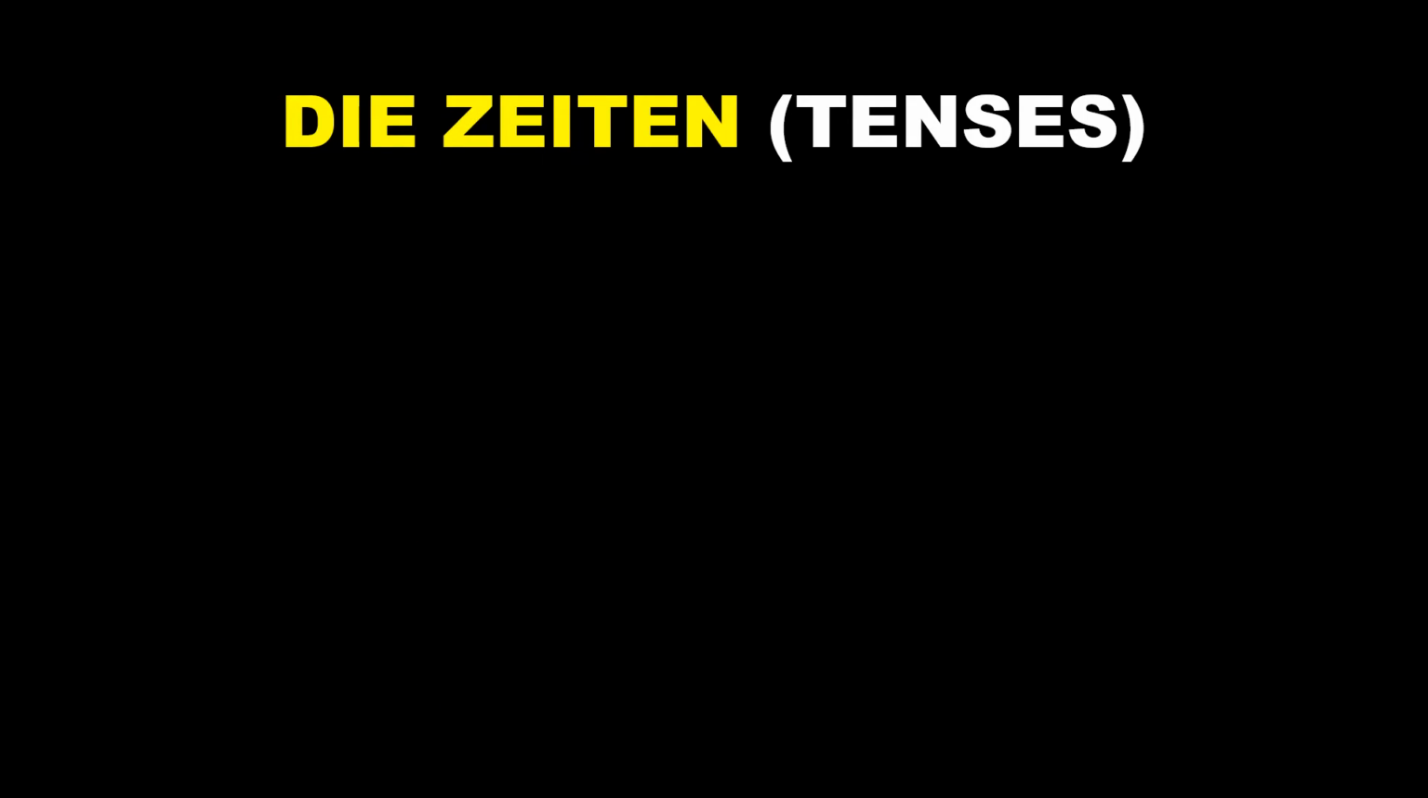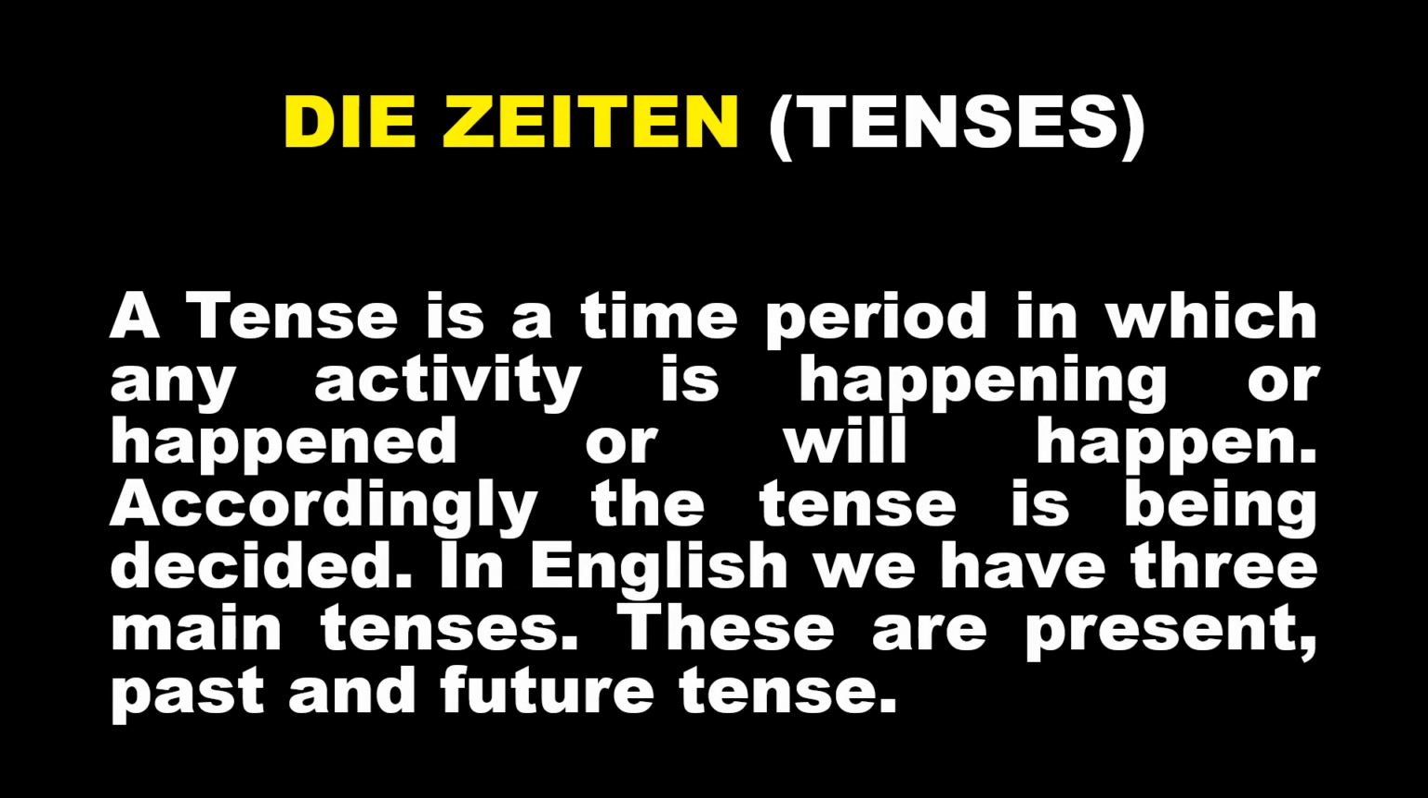Then come with me. Let's first understand what tenses are. In the German language, we call it die Zeiten. As you know, all the nouns in German have an article. Zeiten is plural, that is why it is die Zeiten. In a very simplified manner, a tense is a time period in which an activity is happening, happened, or will happen. So there are three time frames: currently happening, already happened, or will happen in the future. Accordingly, the tense is decided.